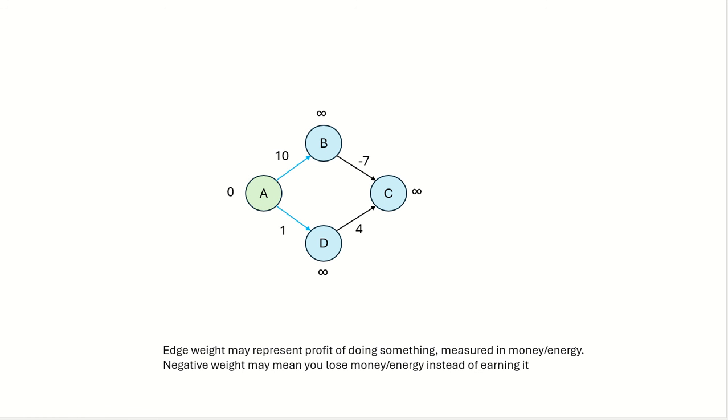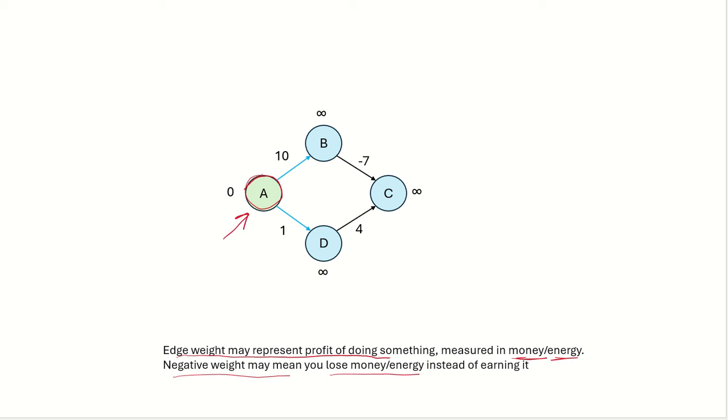Let's take an example. Let's say this is our graph and we have negative weights also in this graph. Negative weights in real life examples might represent the profit of doing something, maybe in money or maybe in energy. A negative weight may mean that we are losing money or energy instead of earning it, or instead of having a profit.